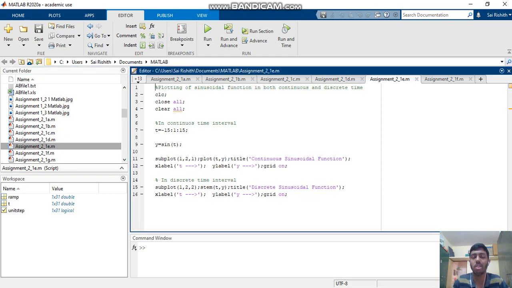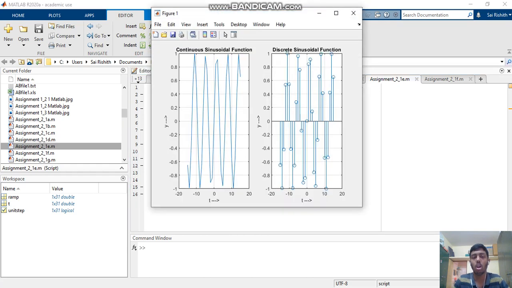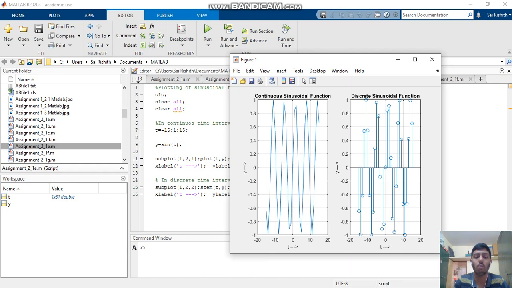sinusoidal function. I think this will be known by everyone, and there is an inbuilt function sine. Running this program, we will come to know. Maybe you'll not get a proper sinusoidal function because I'm giving a sampling of 1.